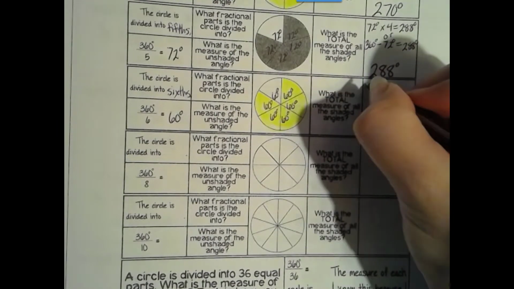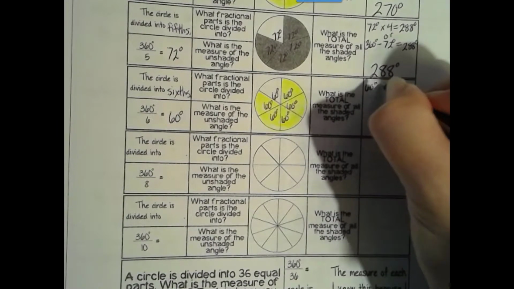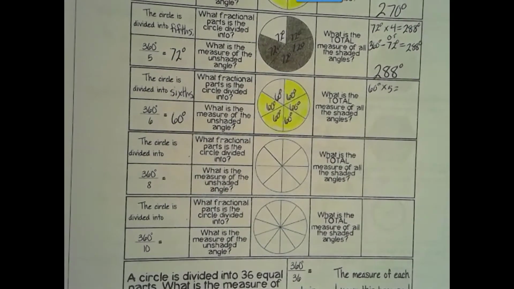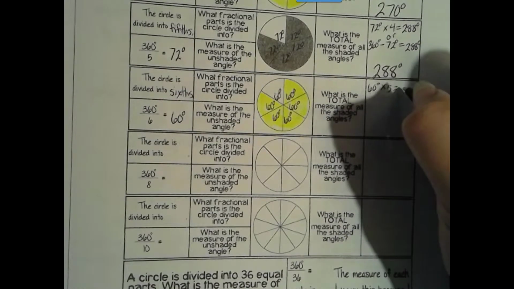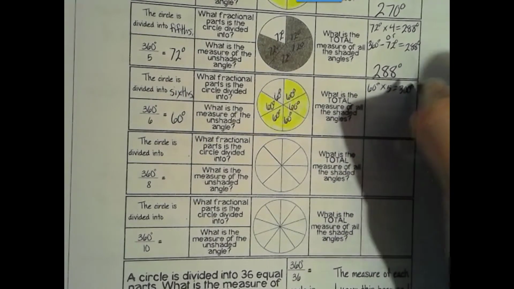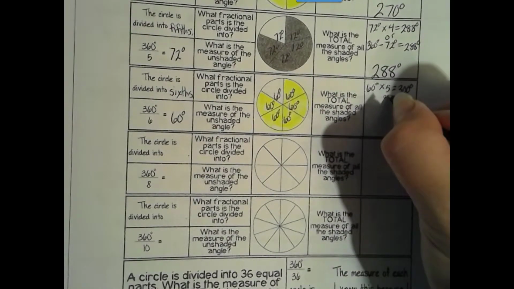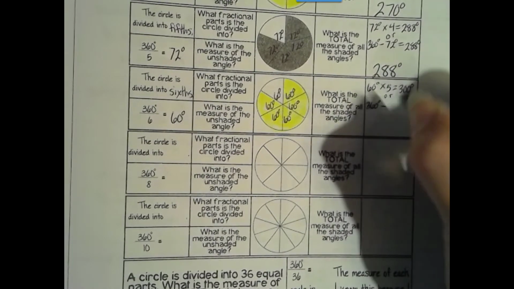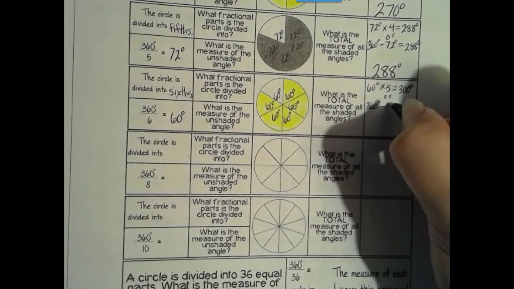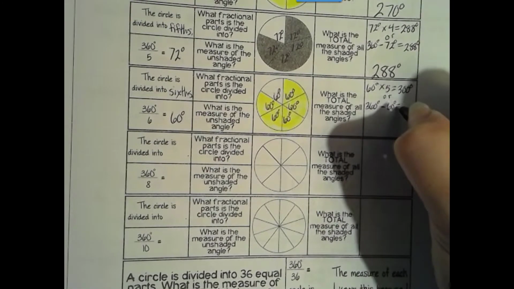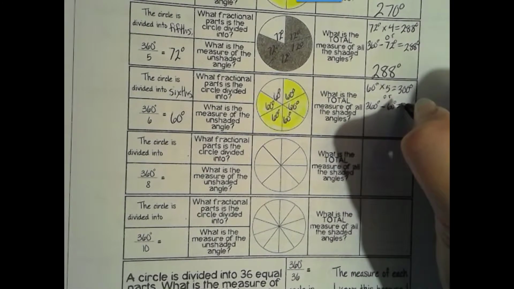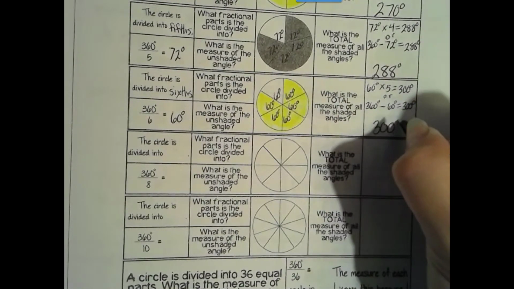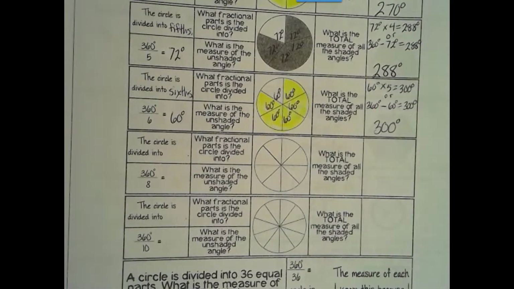I can either figure it out by taking 60 and multiplying by the 5, because we're joining together equal amounts, and I get 300 degrees. Or I can take what I know of the circle, which is 360 degrees, and take away just that one piece. 360 take away 60 is 300 degrees. That is what is left.